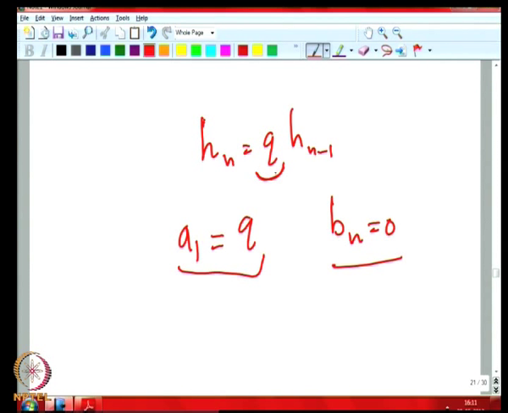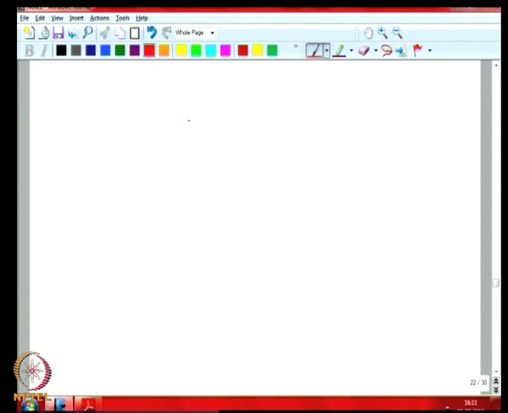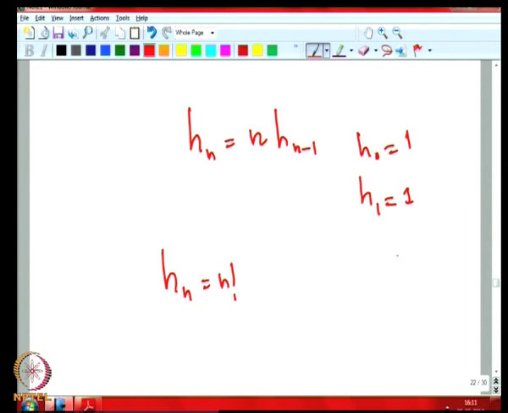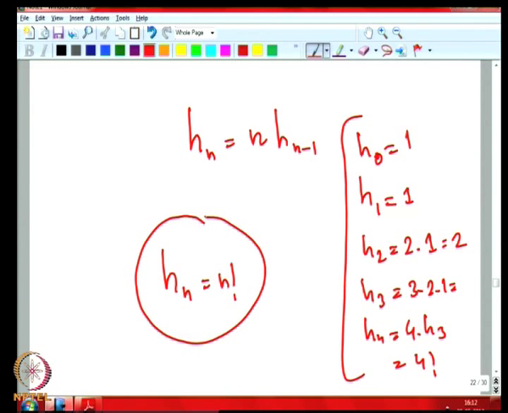Or this is of course, if q is a constant, we can also say that it is with constant coefficients. In the Fibonacci recurrence relation we had constant coefficients. Another one we can consider is this recurrence relation, h_n equals n times h_{n-1}. What does this give? This h_n, you can easily see, is n factorial. Why? Because if you put h_0 equal to 1, then h_1 will be 1 into 1, h_2 will be 2 into 1, that is 2, h_3 will be 3 into 2 into 1. So h_4 will be 4 into h_3, that is 4 factorial, and so on. This is the recurrence relation for n factorial.